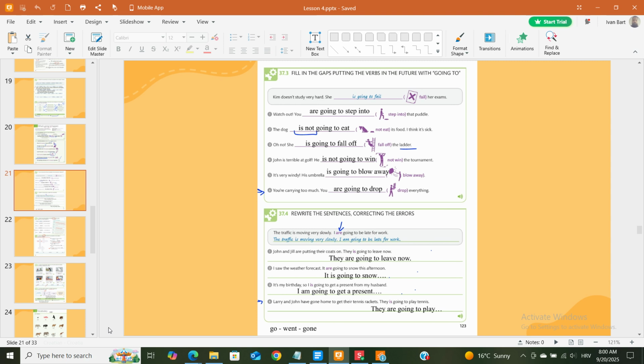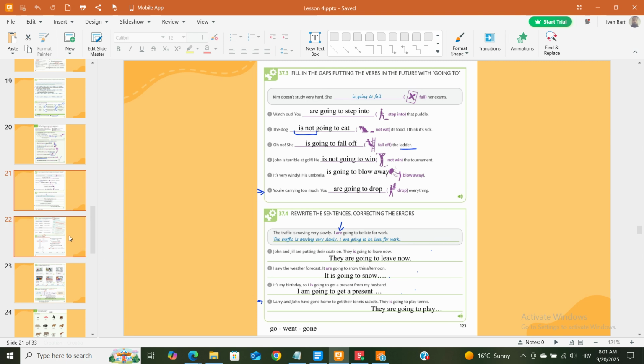I saw the weather forecast. It are going to snow this afternoon. It is going to snow. It's my birthday, so I is going to get a present from my husband. I am going to get a present. Larry and John have gone home to get their tennis rackets. They is going to play tennis. They are going to play. Go, went, gone.